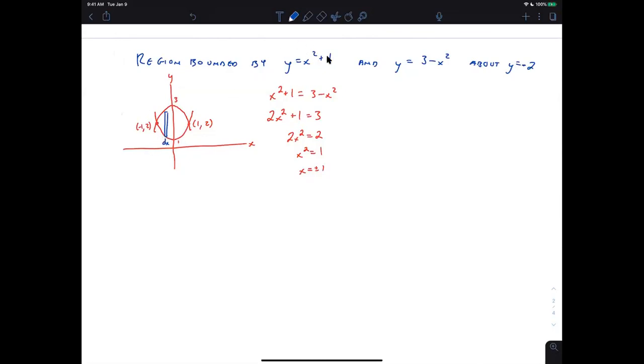Well, here, luckily, this problem is already solved for y. But if it weren't, we should do that. We should know that this one then is y equals 3 minus x squared, and that this one is y equals x squared plus 1. Any questions on how to get that set up? All good? Okay.